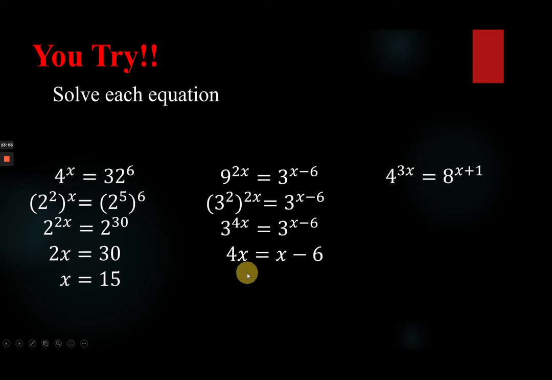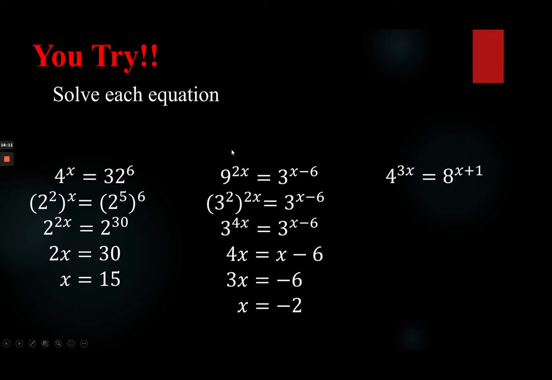Subtract both sides by x. You will have 3x is equal to negative 6. Divide both sides by 3. You have x is equal to negative 2. And we found the value of x.